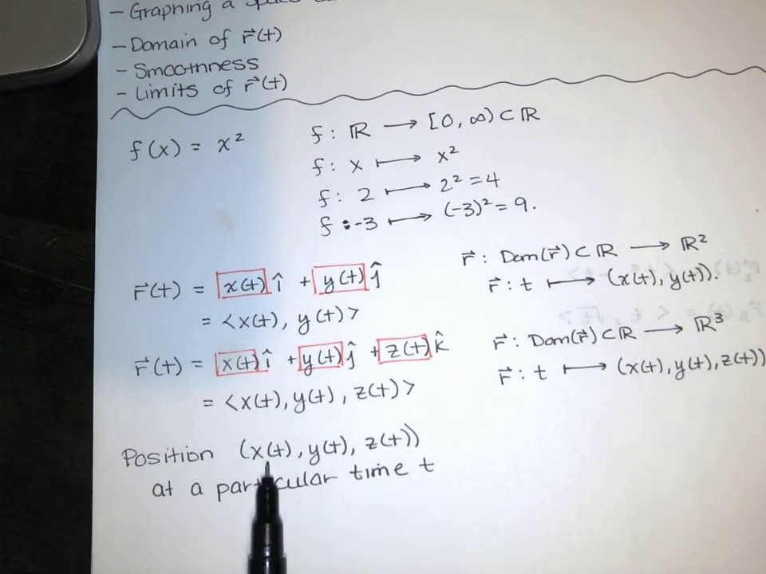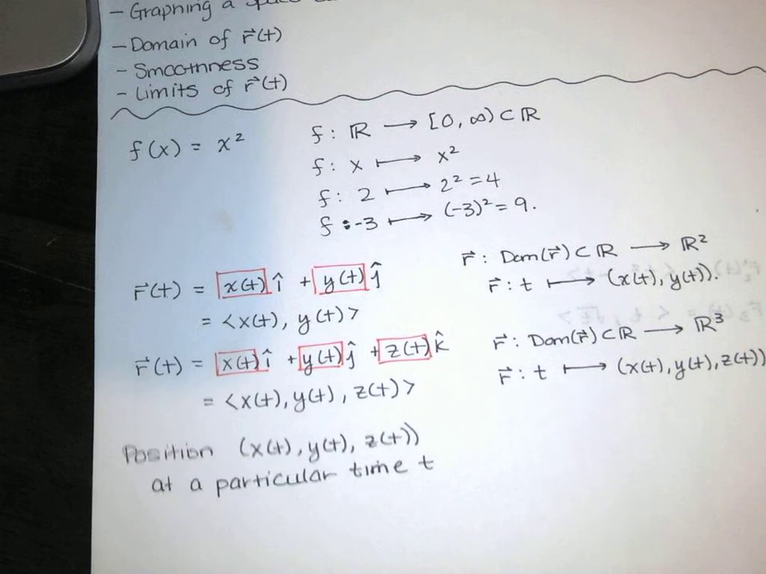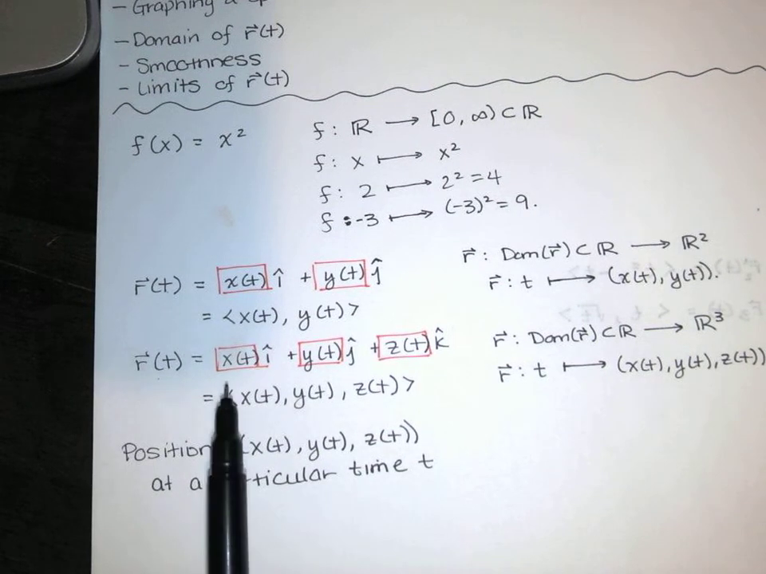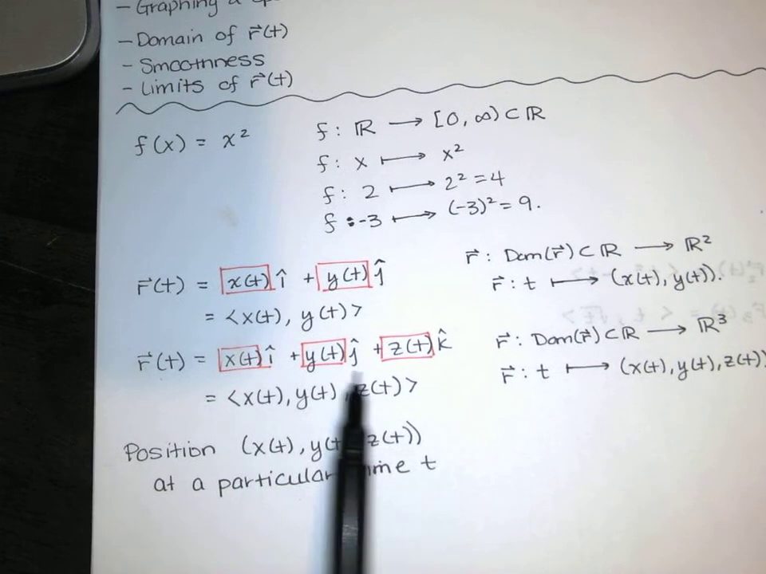At a particular time, we're going to be at a certain location, and r of t is going to give you that location. Now, r of t itself is a vector that points to that location. It's sort of saying, you are here. This is where you are. It's going to start at the origin and point to this location.